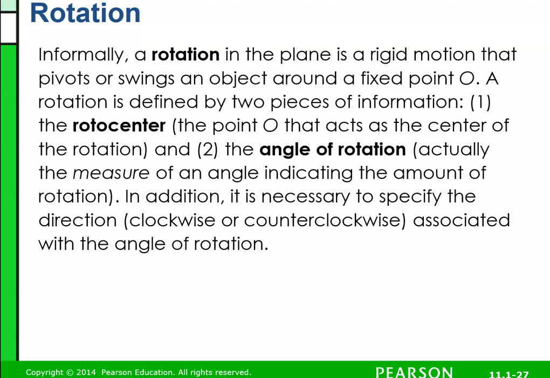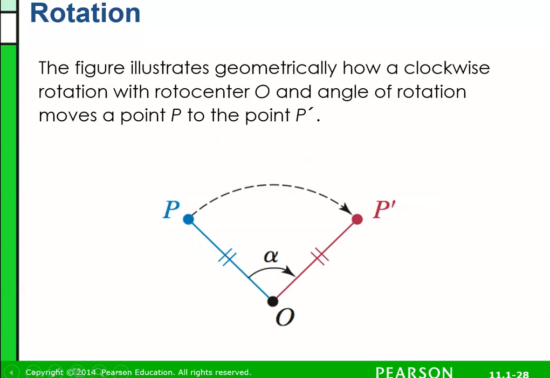So let's take a look at an example here. In this figure, we're starting with P and we map it into P prime. It geometrically shows how a clockwise rotation with rotocenter O and a rotation of alpha degrees, we don't know what that is, moves point P to point P prime. So again, it's got your rotocenter, it's got the degree, and it tells the direction. In this case, clockwise. Those are the three components of a rotation.